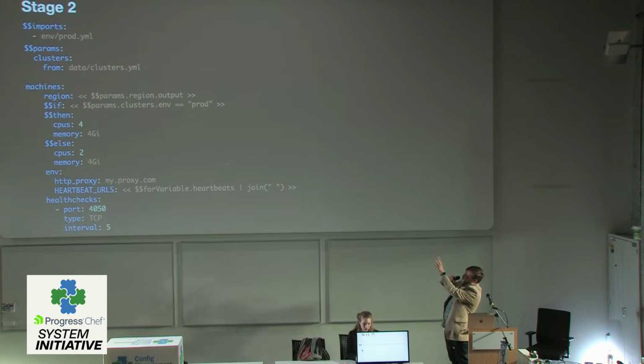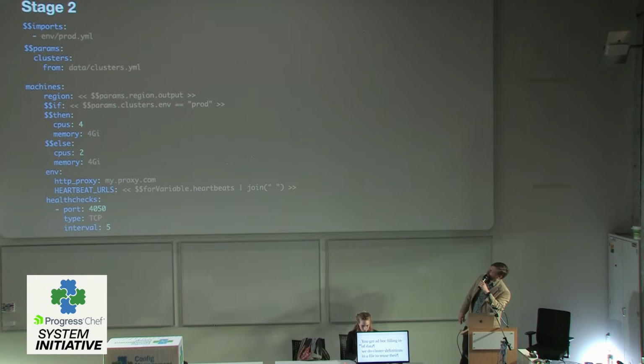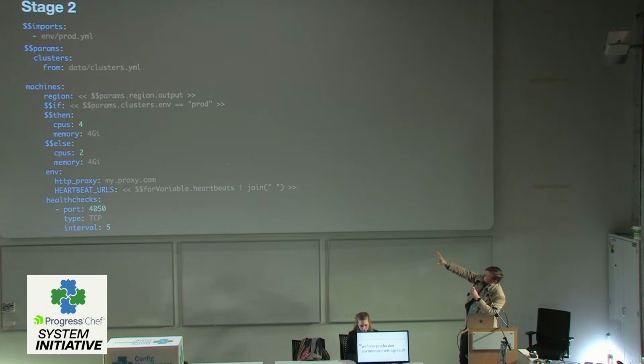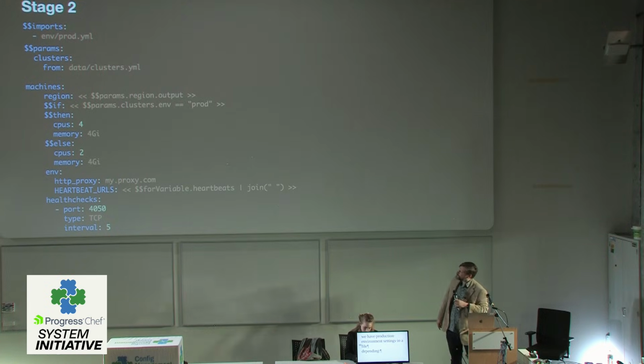So you get ad hoc-y sort of filling in of data. We typically add dynamic injection stuff. So we do cluster definitions in a file so that we can reuse them. That's great. And what else do we have? We have production environment settings in a file. And then we can read some of that information to define the region. And depending on the cluster environment, we can then do some resource management. Great.